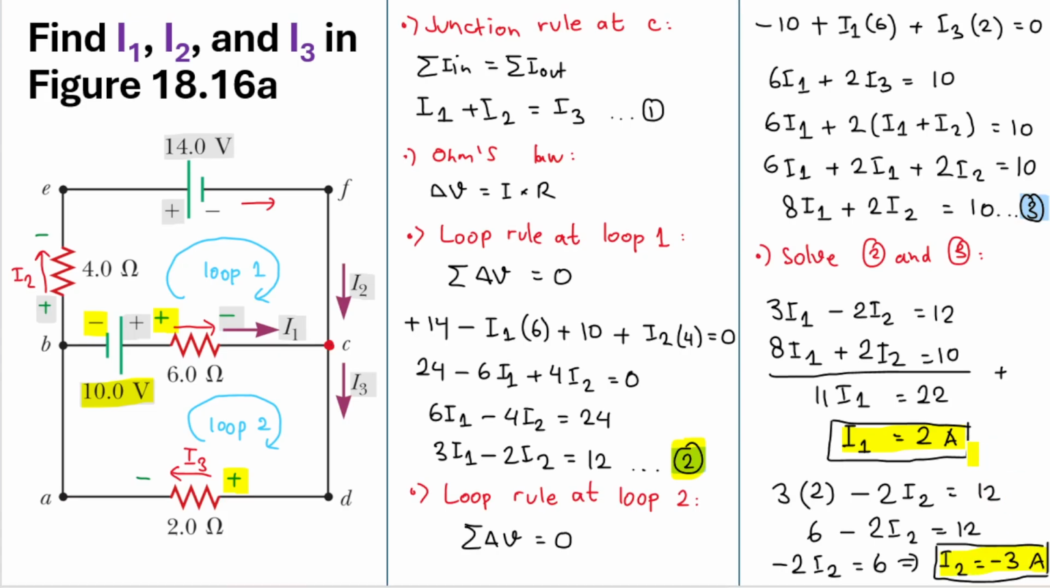But then from here we can just add them up, right? Because I1 plus I2 is equal to I3. So what is I3? I3 here is equal to 2 plus minus 3. So we will have I3 is equal to minus 1 ampere. And that is the final value that we are looking for. Okay, hopefully I did not make any mistakes throughout the calculation. I think I did not make any mistakes because this is exactly the answer in the book.